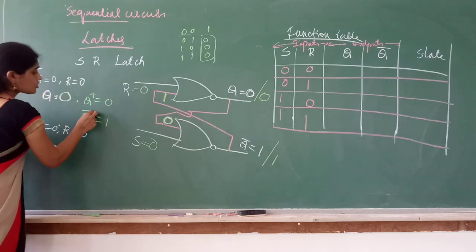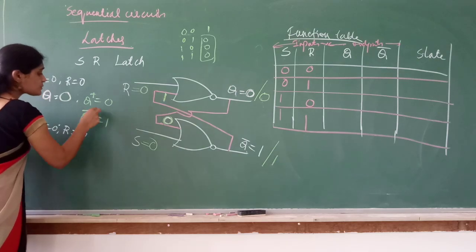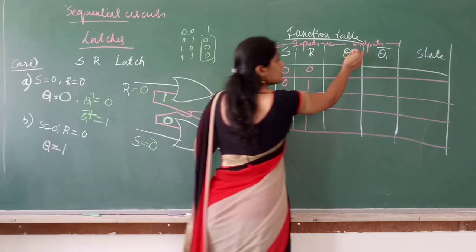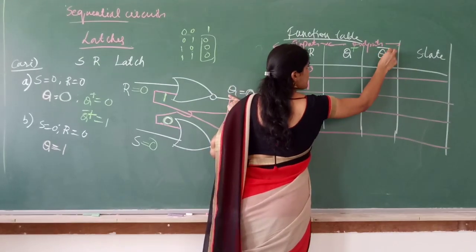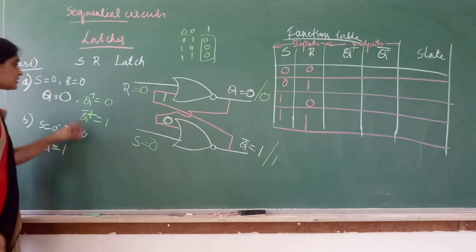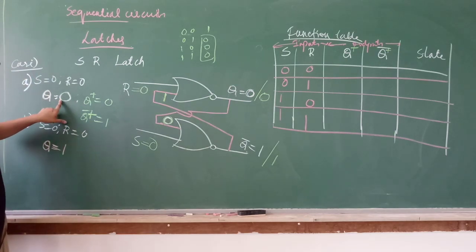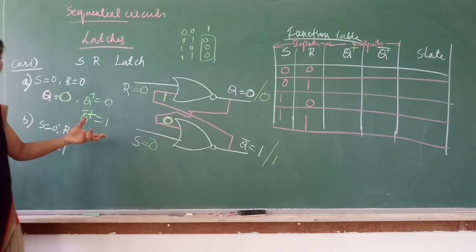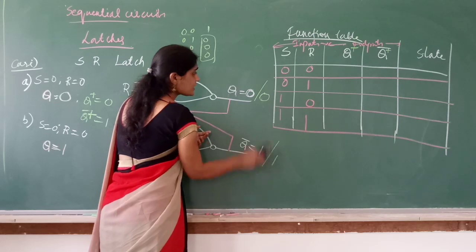I am writing it as Q plus because it is the next state, because previous state I am taking as Q. You can take this as Q plus and Q plus bar, because we are writing the next state assuming previous state as Q. Here we have assumed previous state as 0. So what is the next state I got? 0. Now let us assume previous state as 1 and see what is the output we get.